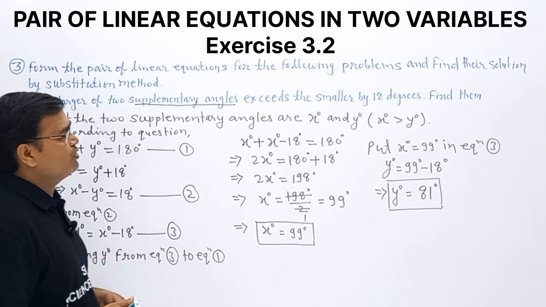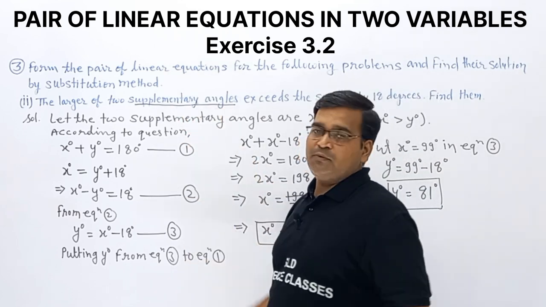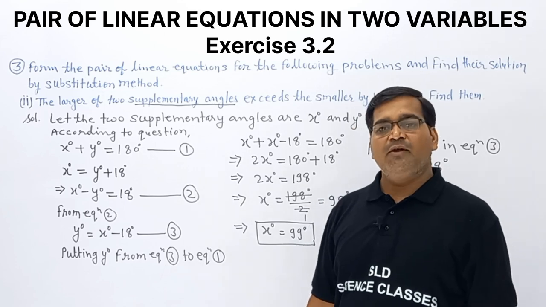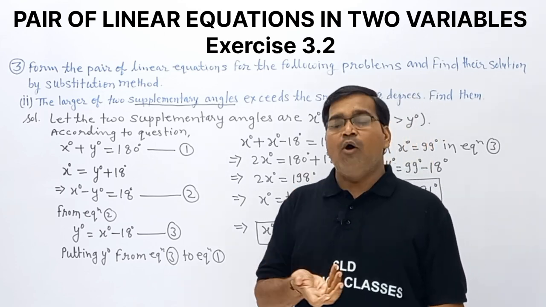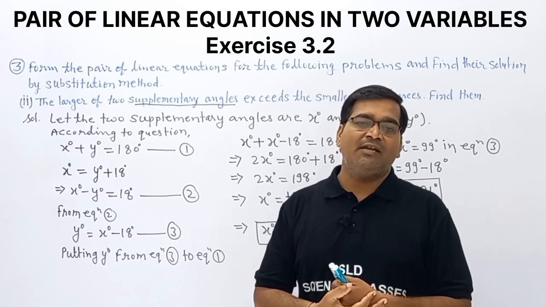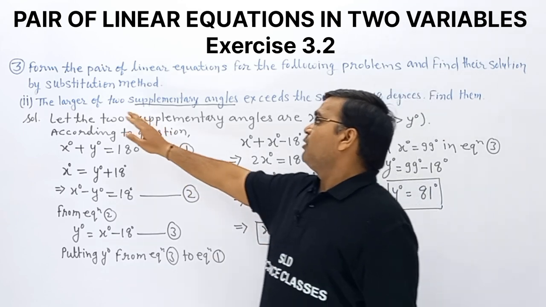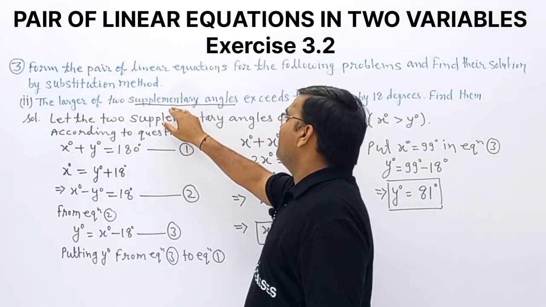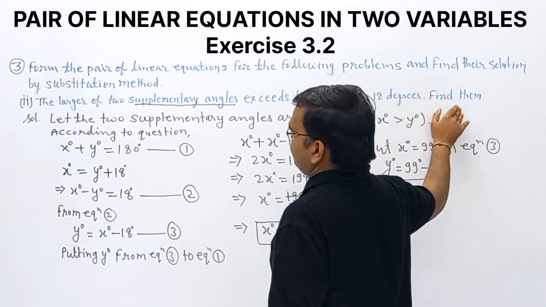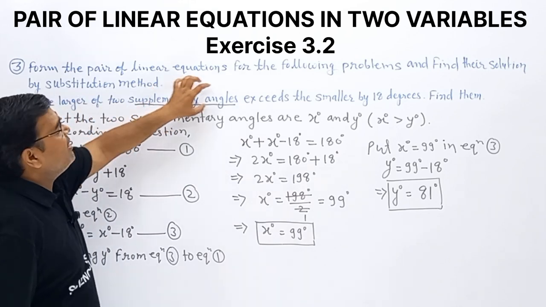Observe what we are doing in this question. We want a pair of linear equations. So some situations we are having. By observing these situations, we will form a pair of linear equations, and then once we obtain the pair of linear equations, we will find the solution by using the substitution method. So what about this question? The larger of two supplementary angles exceeds the smaller by 18 degree. Find them. Clear?